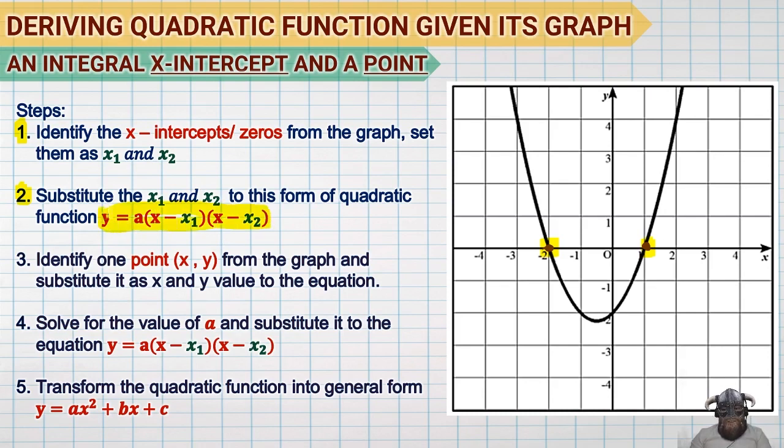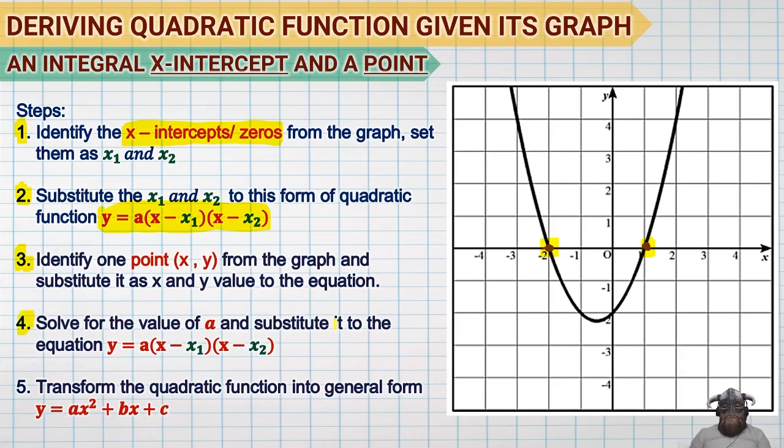Ito ay dahil this x minus x sub 1 times x minus x sub 2, those two forms are considered as the factors of a quadratic function. And that is coming from the x-intercept and zeros of your given parabola or of your given graph of quadratic function. So, yun yung gagamitin nating parang formula for us to identify the equation of the quadratic function given this graph. Next, number 3. Once again, we'll try to identify one point, x y, from the graph and substitute it as x and y value to the equation.